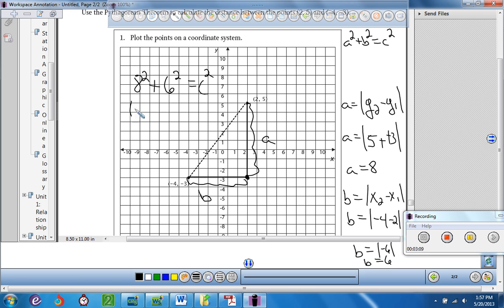Okay, so we end up with 64 plus 36 is equal to C squared. Add these two together, we get 100 is equal to C squared. So we take the square root of both sides, and C is equal to 10. So the distance between these 2 points is 10. And again, that's our hypotenuse value.